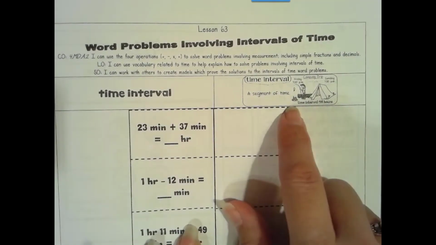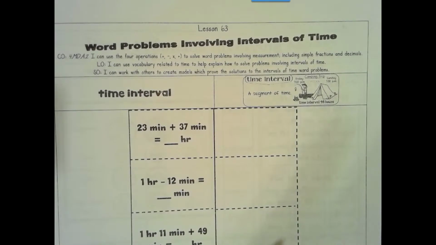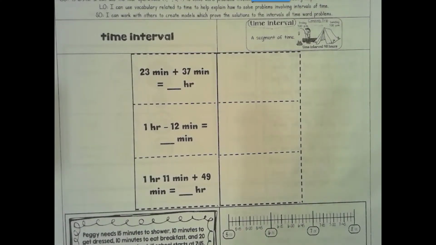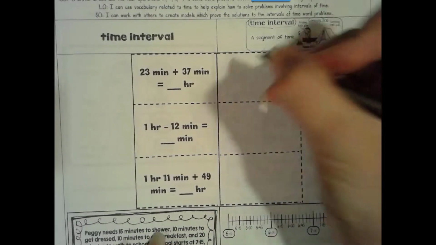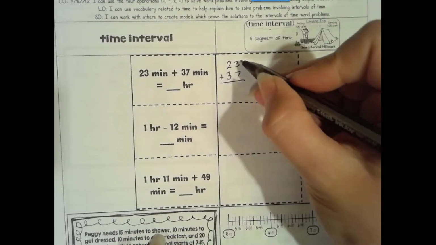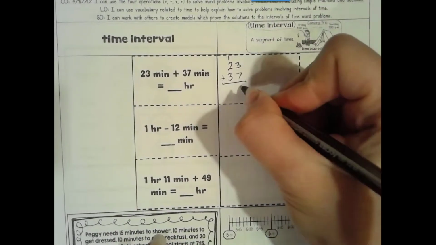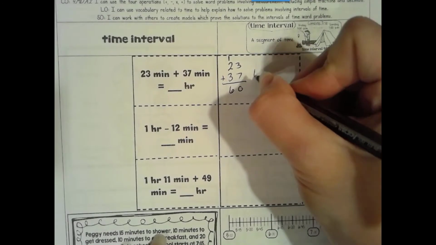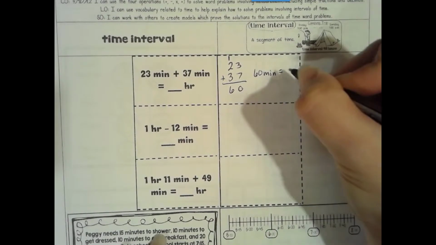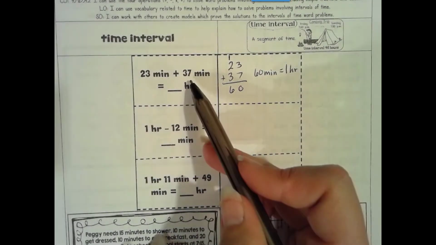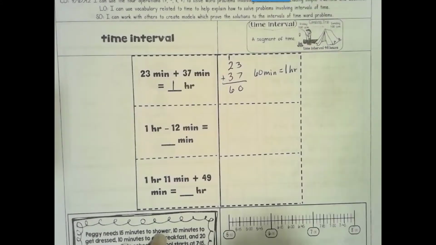So an interval of time is a segment of time, how long something takes. That would be elapsed time or interval of time. So first, practicing adding and subtracting time. So 23 minutes plus 37 minutes. 3 plus 7 is 10. Well, 60 minutes equals 1 hour. So that means 23 minutes plus 37 minutes is 1 hour.